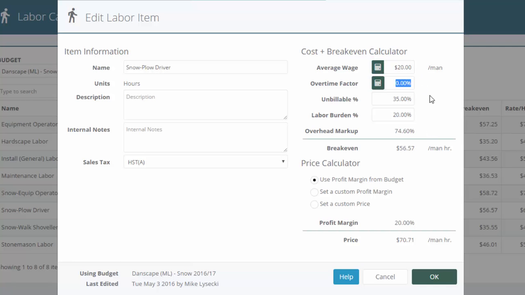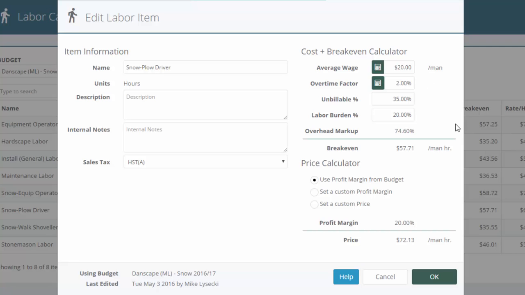Now, next is your overtime factor. If you did pull it from the budget and you'd built overtime hours in your budget, it'll calculate your overtime factor for you. If you hadn't, a good rule of thumb is if you estimate 5 hours a week of overtime, then your overtime factor should be 5%. Or if it's 2 hours a week, it's 2%.